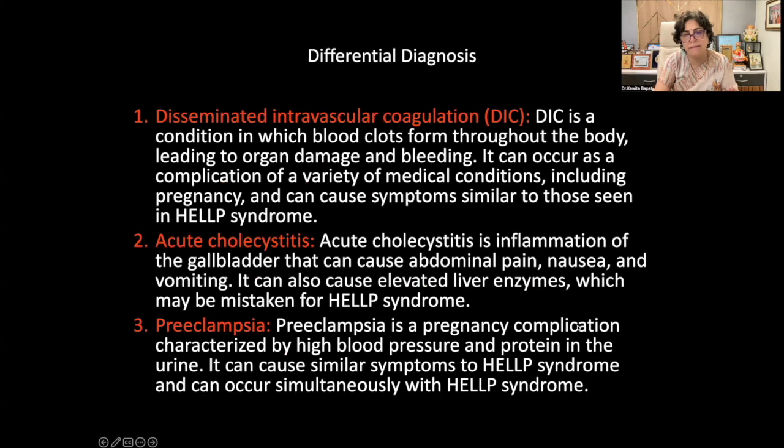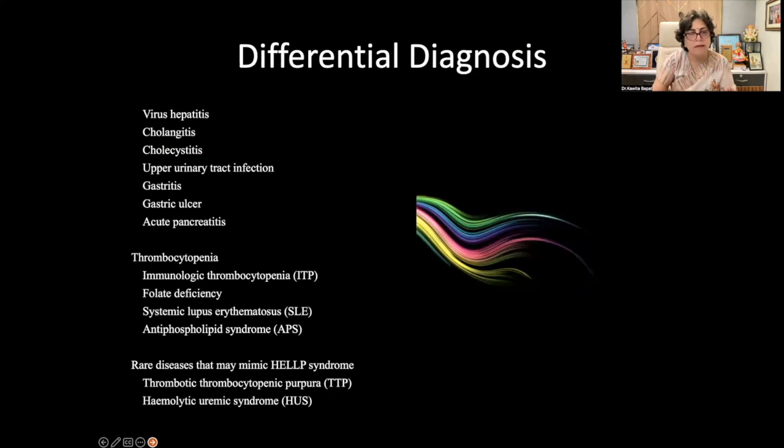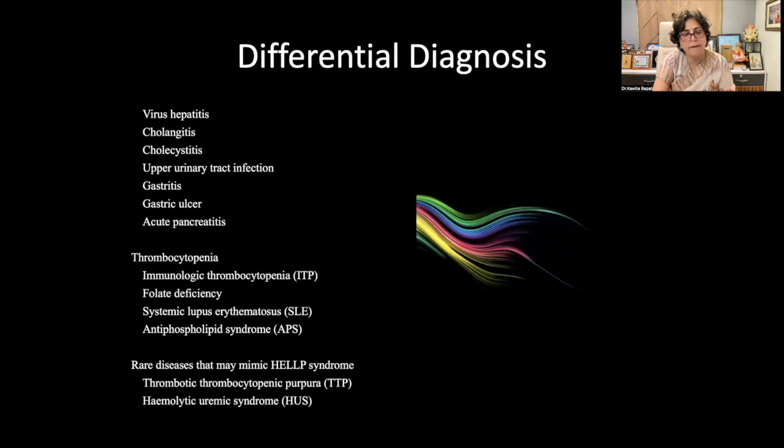Acute cholecystitis is an inflammation of the gallbladder with abdominal pain, nausea, and elevated liver enzymes, and can be mistaken for HELLP syndrome. Preeclampsia is a complication characterized by high blood pressure and protein in the urine, with symptoms similar to HELLP, and we have to differentiate it. Other differential diagnoses include viral hepatitis, cholangitis, cholecystitis, upper urinary tract infection, gastritis, gastric ulcer, acute pancreatitis. It's a big list, but we should keep all those things in mind.